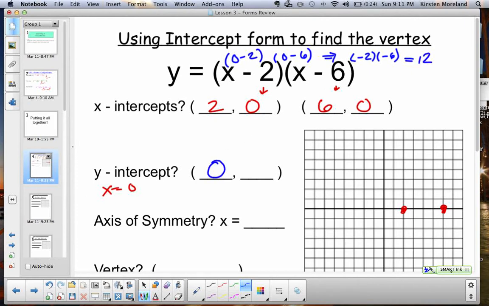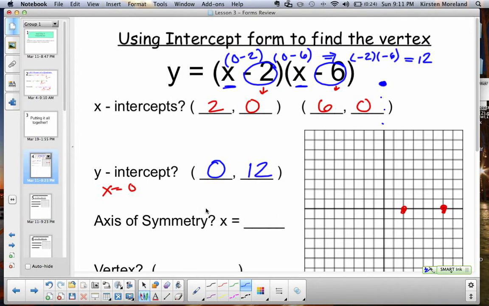Remember the x-coordinate's always 0, and all you do is plug in 0 for x. You replace x with 0. In the end, you really just end up multiplying negative 2 times negative 6, which gives you 12. So now I'm going to go to my graph and see that the y-intercept's at 12. So 1, 2, 3, 4, 5, 6, 7, 8, 9, 10, 11, 12. So it's way up there.